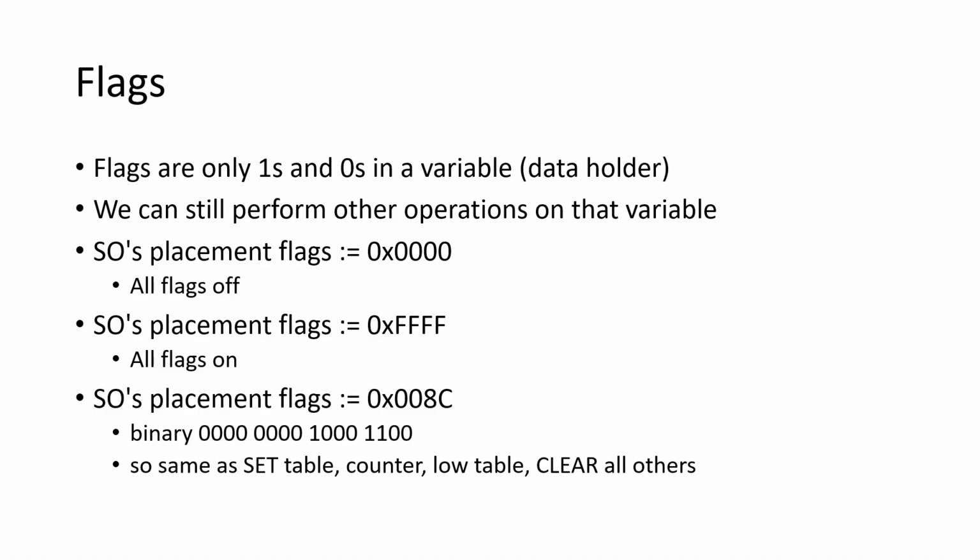And our example a couple of screenshots ago was we'd set table on, we'd set counter on, we'd set low table on, and we'd cleared all the others. And because of the flag values being 3, 4, and 8, you see we've got flag 1 off, flag 2 off, flag 3 is on, flag 4 is on, 5 is off, 6 is off, 7 is off, 8 is on. So all the others are cleared. So if we did stack object's placement flags equals 0x8C, it's exactly the same as what we'd had before: set table on, set counter on, set low on. But we're doing it in one operation, not 4 or 5 or 6.